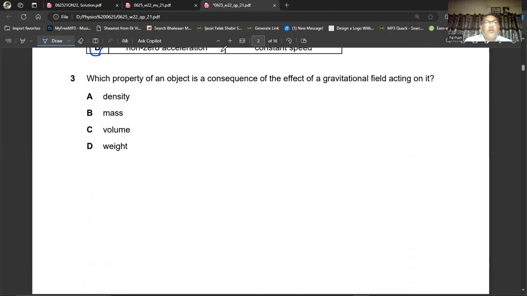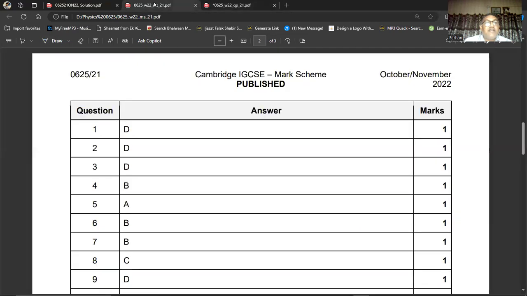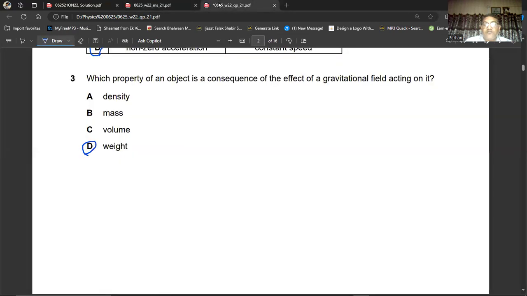Question 3: which property of an object is a consequence of the effect of a gravitational field acting on it? Density, no. Mass, no. Volume, no. Weight, yes. Weight is due to the gravitational field acting on a body. So for question number 3, D is the option. That's the right option, sir.